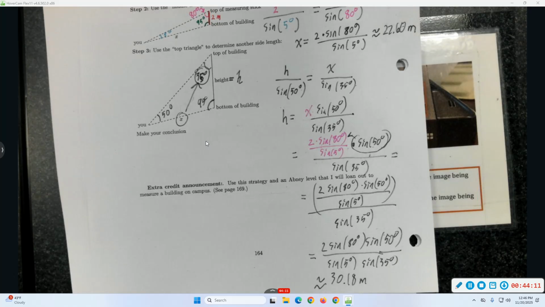All right, sales pitch for extra credit. You remember the Abney level that I brought in? It's still sitting in my office, along with a few tape measures.